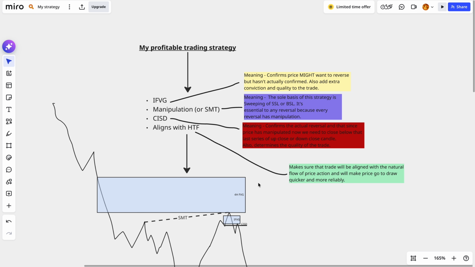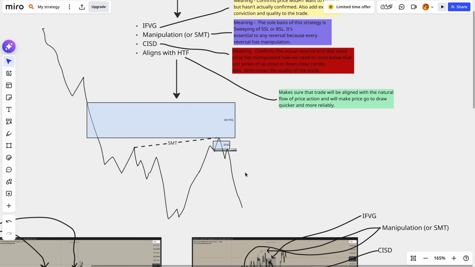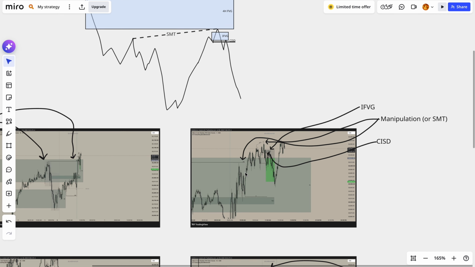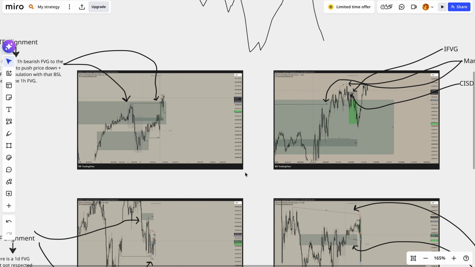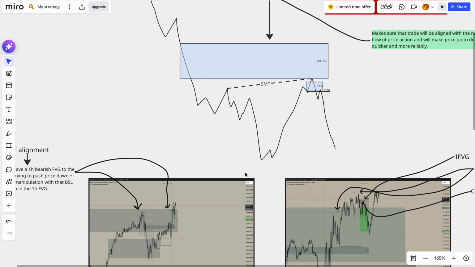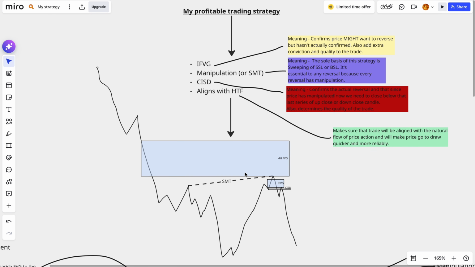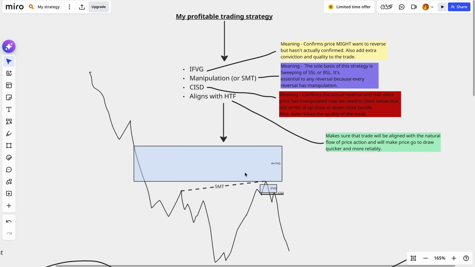And then we have manipulation or SMT. The sole basis of this model is manipulation. We need to see manipulation before anything we're looking for, and it should be clear. It should have a clear draw. It should be either in a PD array or going to some sort of higher time frame thing that is aligned with a higher time frame. So yeah, manipulation is very key, because it's essential to any reversal, because every reversal has manipulation.